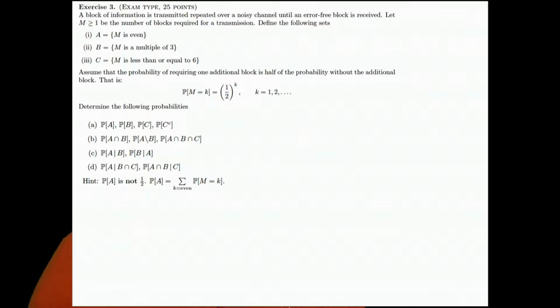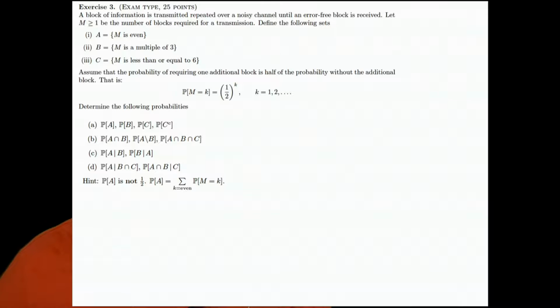Here is the exercise. A block of information is transmitted repeatedly over a noisy channel until an error-free block is received. Let n, greater than 1, be the number of blocks required for a transmission. So we define the following sets.